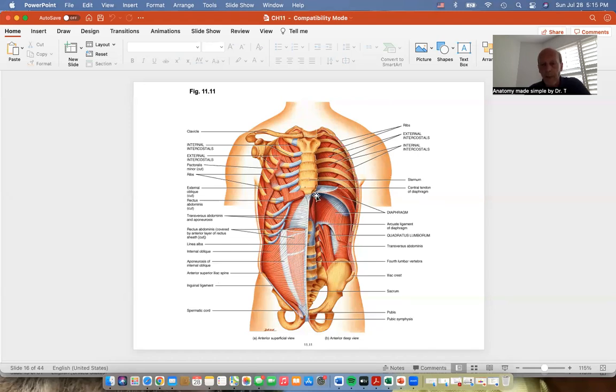Innervation to the diaphragm is provided by, perhaps a little bit awkward to explain, two peripheral nerves. They're called phrenic nerves, P-H-R-E-N-I-C. These nerves come from the cervical spinal cord. They carry fibers of C3, C4, C5.